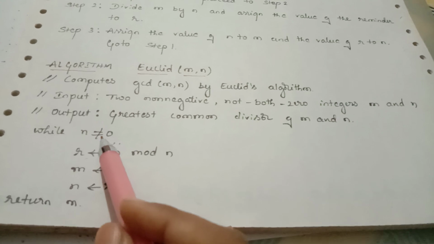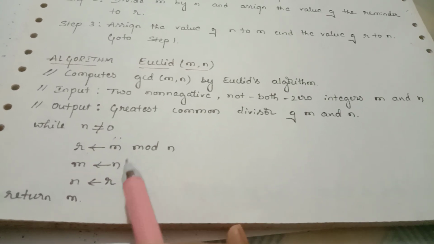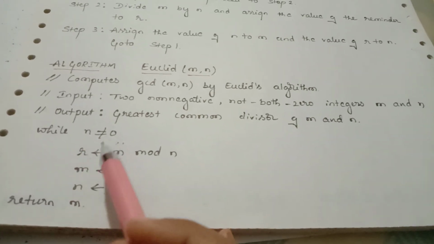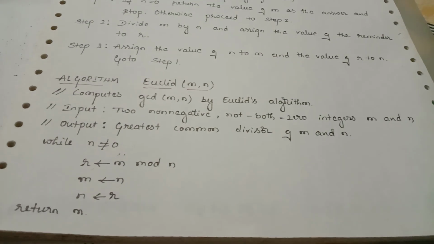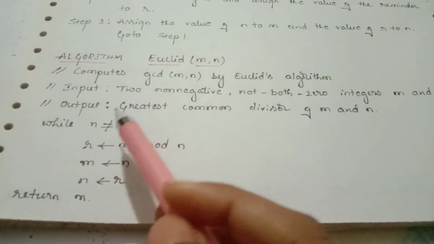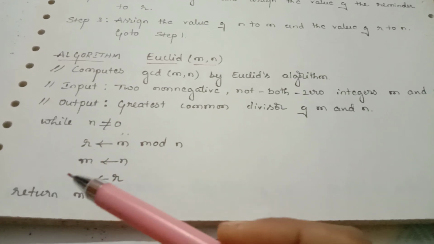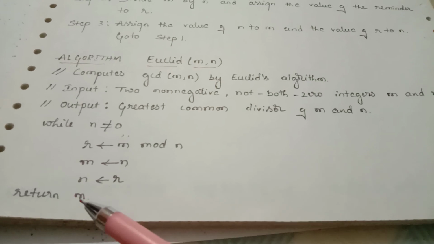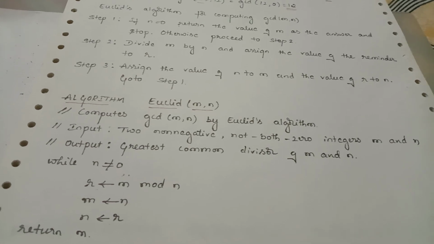If n is not equal to 0, again find the m mod n value, change the m and n values, and again go back to this while loop and check the condition, whether n is equal to or not equal to 0. So when n becomes equal to 0, this condition becomes false, and we come out of this while loop and return the value of m as the answer. And this is one of the algorithms to solve the GCD of two numbers.